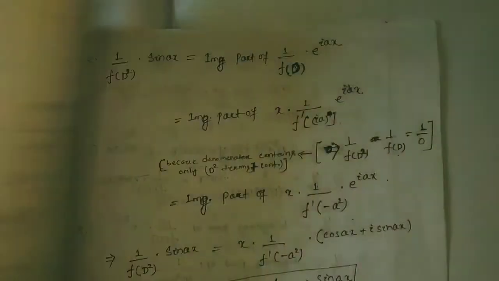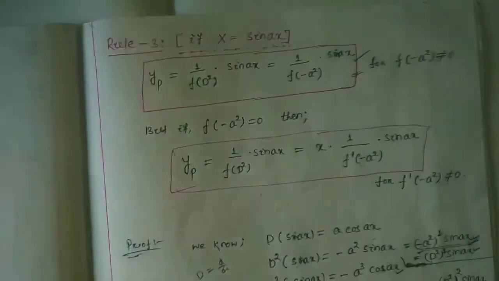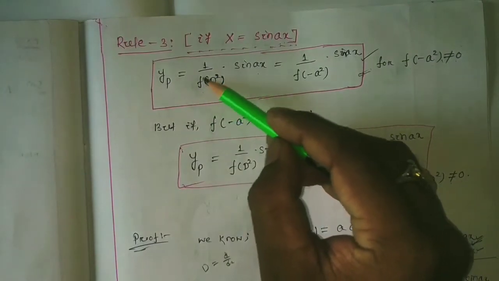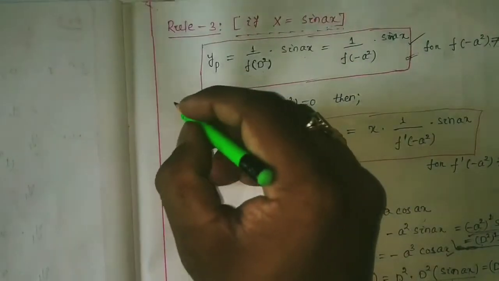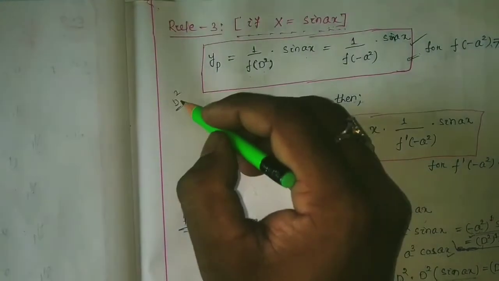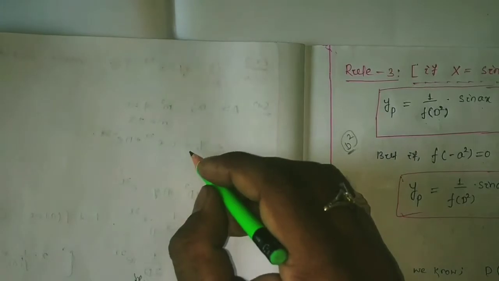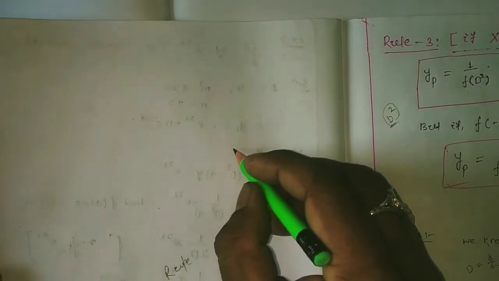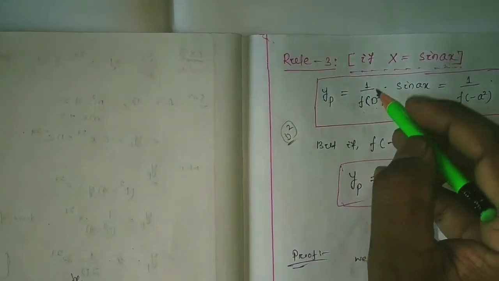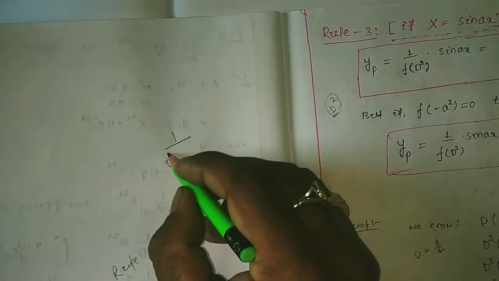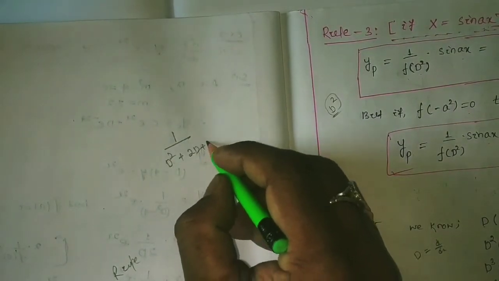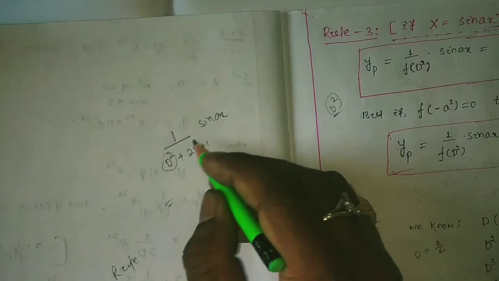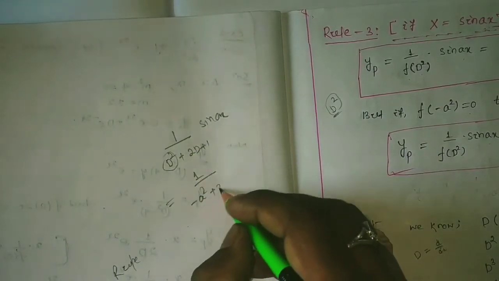But whenever we are going to consider sin square x, then it is f of D square, that means we have to consider only D square terms. When we do the numericals you will be clarified, but here I am going to give you some hints. Suppose this 1 by f of D square is like this, 1 by D square plus 2D plus 1, and sin ax is there. So here only at D square we have to put minus a square, 1 by minus a square plus 2D plus 1.